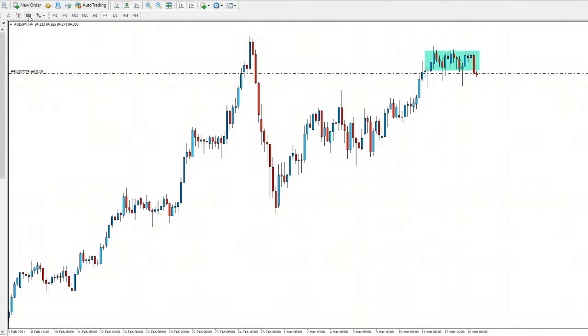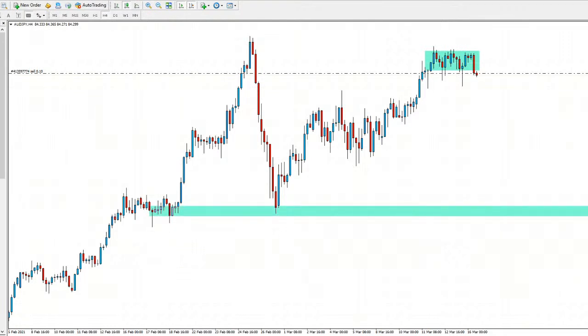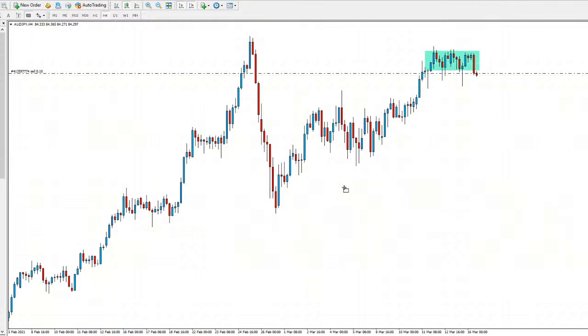Again, I'll probably treat this in stages because I think the end target would be this support all the way down here, but I'm aware there are levels that could reject price and see it go against me. So first, I've got the resistance around here, so that will be the first target area, and then second will be the support, then third would be that support all the way down here, which is where I'm looking to target for this trade. And stop loss is just above that recent swing high, so if I take this across here, stop loss is just above there.